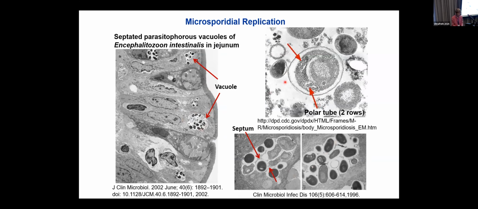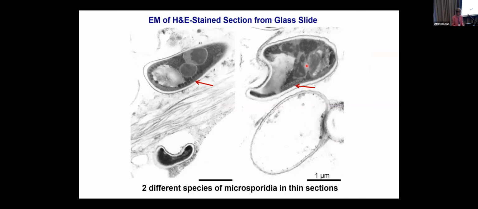And here's an example of where the polar tube, when it was cut, is in 2 rows. You see here are 4, and here are 3 of those little saucers. So again, the numbers of coils of polar tubes are important in the identification.